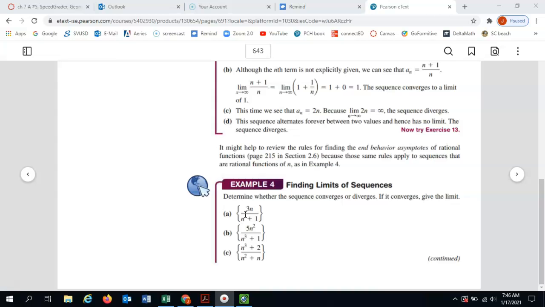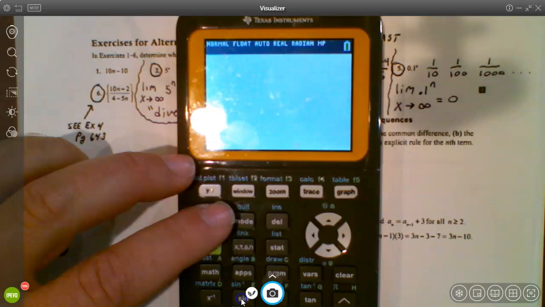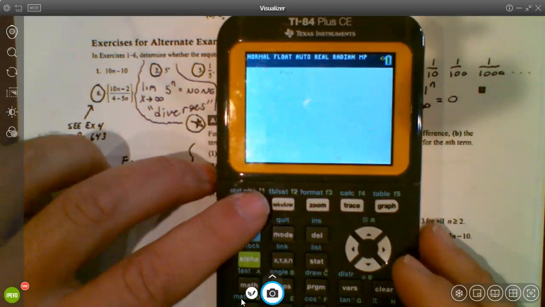And as you've already seen when it comes to limits, limits approach a horizontal asymptote. So if my horizontal asymptote is 3, then I already know that the limit of this graph is 3, because that's what the graph is going to approach as you go to the right. Let me show you something. So 3n over n plus 1. Let me type that in.